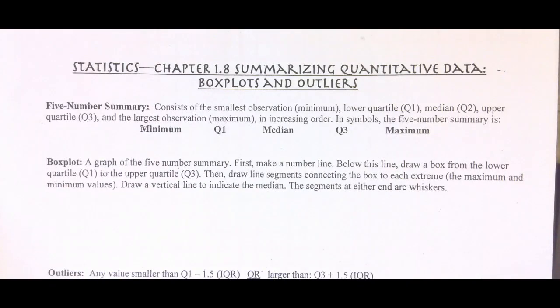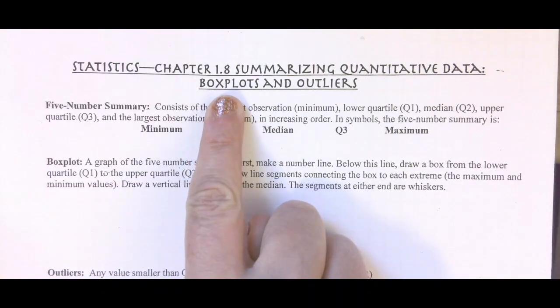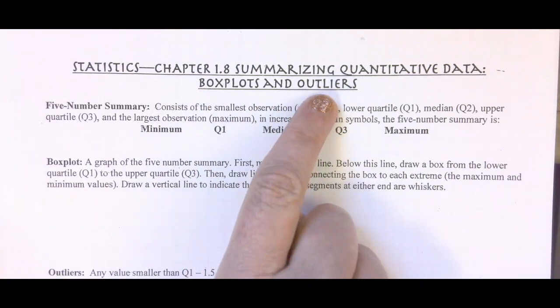All right, so our topic for today, we're looking at our last method for visualizing quantitative data. That's using the box plot. Sometimes we call it a box and whisker plot. We're also going to look at how you calculate an outlier.